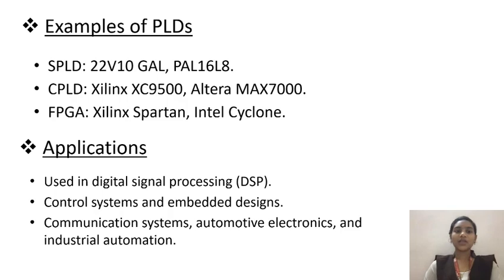Now these are examples of different types of PLDs: for SPLDs, 22V10 GAL and PAL 16L8; for CPLD we use Altera MAX 7000; and for FPGAs, Intel Cyclone, etc. These are the examples. As for applications, they are used in digital signal processing, control systems, radar systems, embedded designs, and communication systems, such as automotive, electronics and industrial automation, etc.